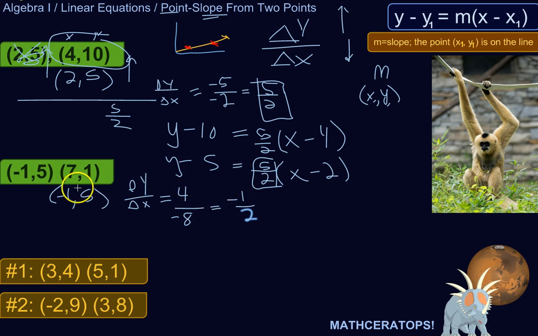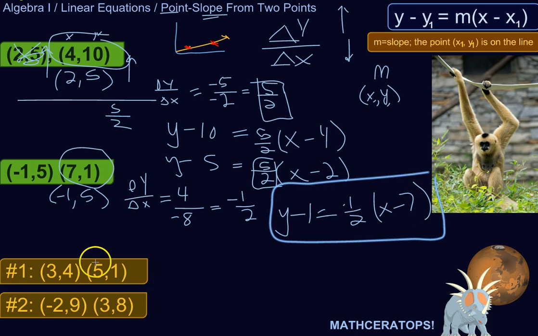So I've got my slope now, and I've got a point on the line, so I'm good to go. So y minus the, all right, what point am I? Let's just pick this one. Okay, so y minus the y coordinate is equal to the slope, -1/2, times x minus the x coordinate. In this case, 7.